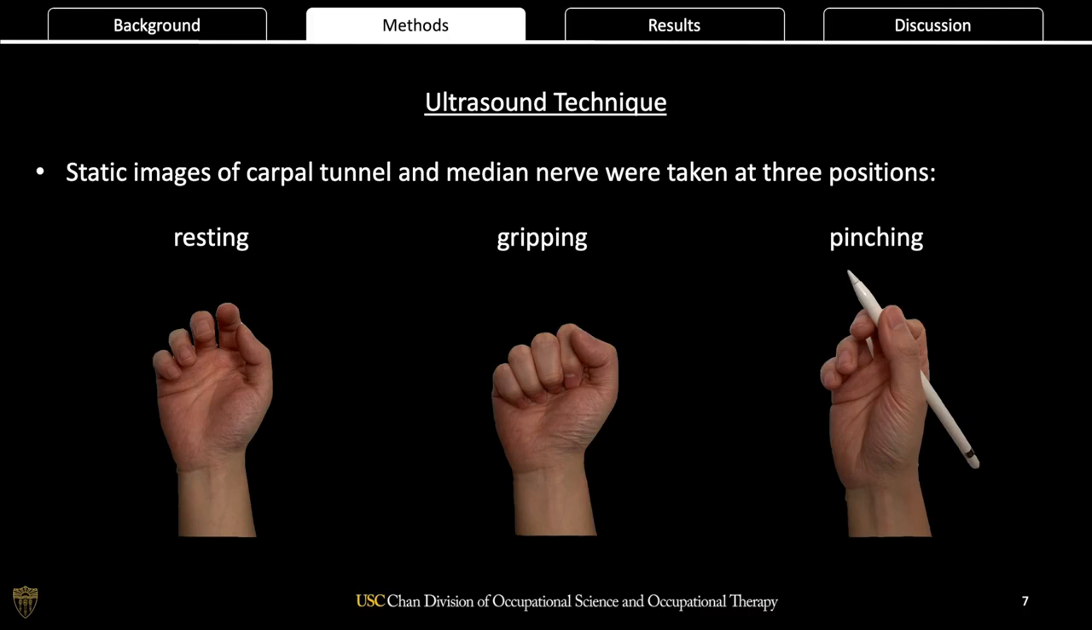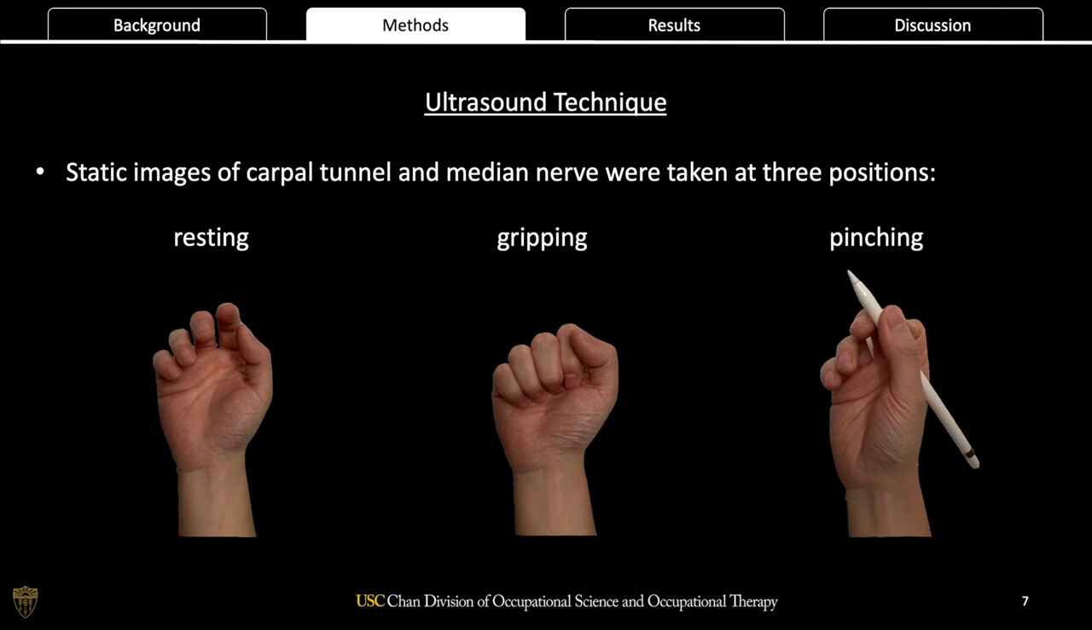Resting: the fingers were held in a naturally relaxed, semi-extended position. Gripping motion: the participant was told to start with the fingers fully extended and slowly flex the fingers into a closed fist without any forceful squeezing. After holding the closed fist for a brief moment, the participant opened the hand to a fully extended position.